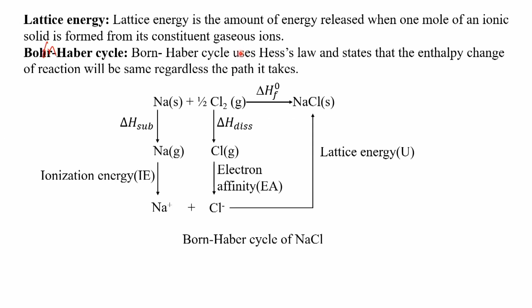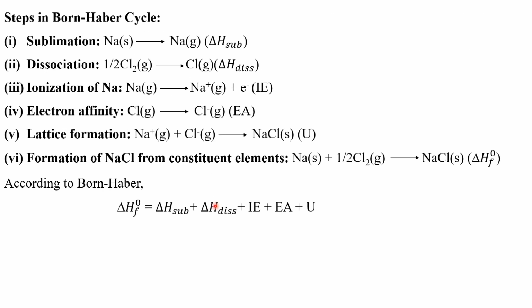Next, we got Cl gas, and we have to get Cl minus. So this Cl gas has to gain an electron. That's why electron affinity is there. For the process Cl gas to Cl minus gas, we get the electron affinity.